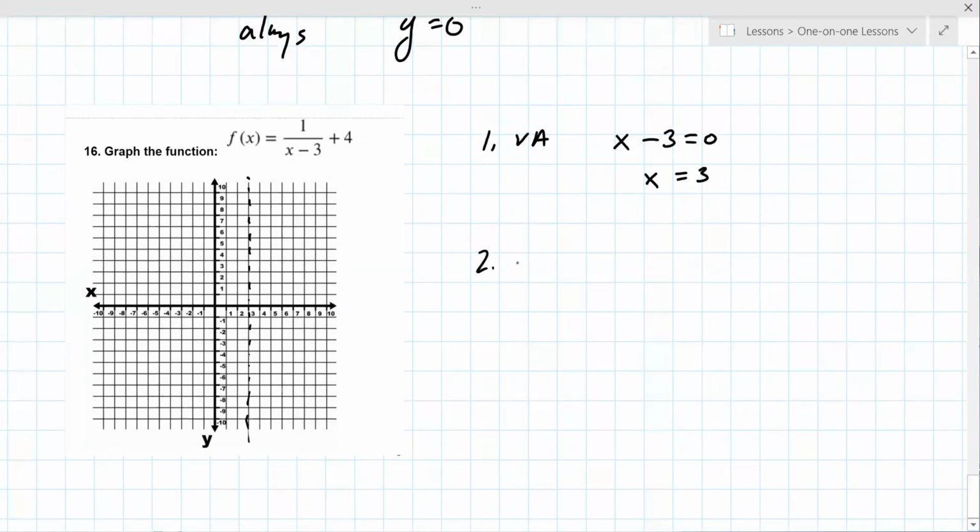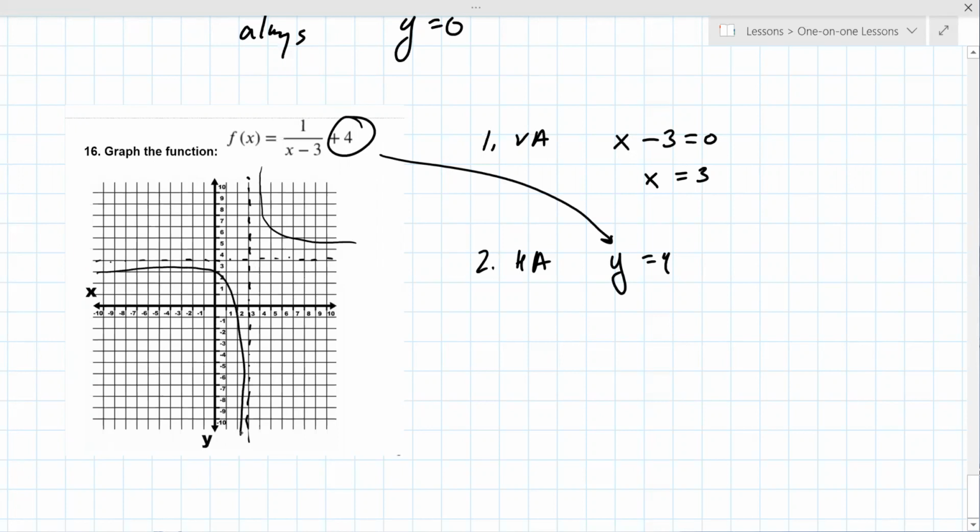You then need to find the horizontal asymptote. This number in this form is the horizontal asymptote, y equals 4. 1, 2, 3, 4. Okay. And from here, to me, it's enough. You could just sort of draw in the graph here. You would need to do a lot more here to find like the x-intercept or the y-intercept or so on. But that's usually good enough.